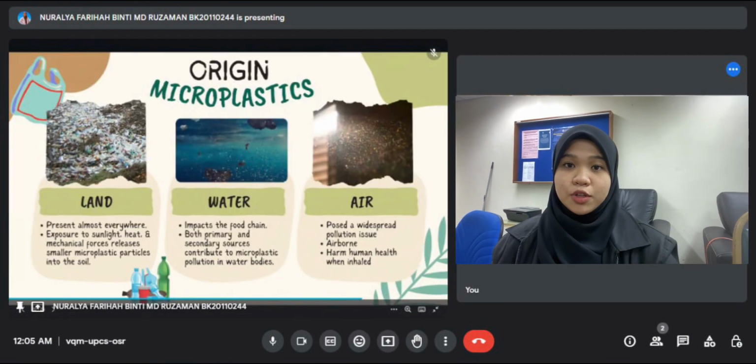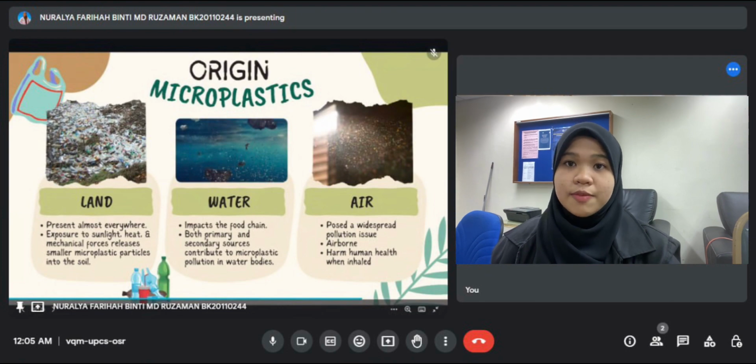Next, microplastic are more toxic due to their small size and are present everywhere in land, water, and air. First, microplastic are present everywhere in land environment. Exposure to sunlight, heat, and mechanical force release smaller microplastic particles into the soil and terrestrial habitat, with plastic mulches and fertilizer used in agriculture contributing to soil contamination.